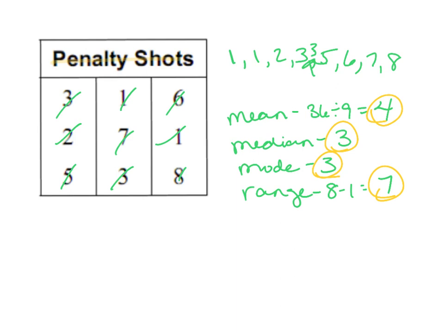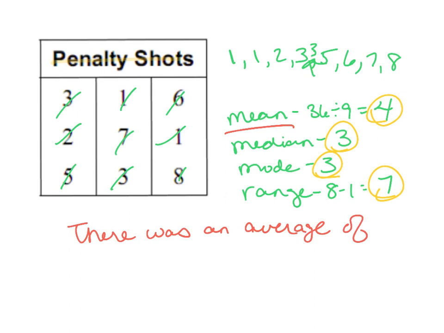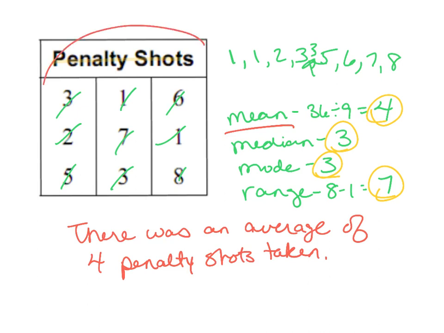So there was an average, and I'm going to use that word instead of mean, of 4 penalty shots, and we're just going to assume it is taken. So I give a sentence that basically interprets all of this data using one of these 4 pieces of information.